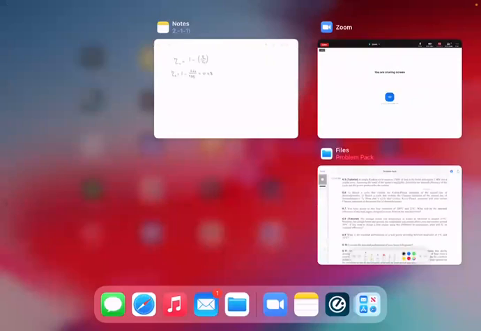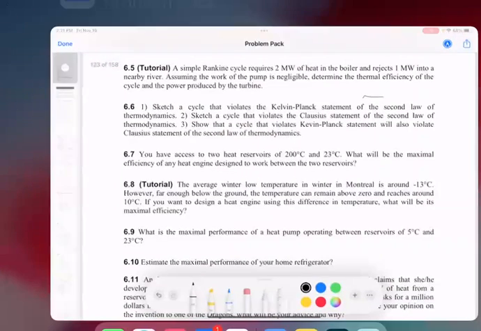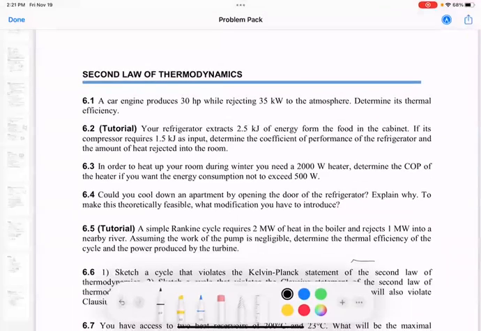So today we're going to start looking at the second law of thermodynamics. Some questions from the second law of thermodynamics. So we'll start with question 6.2. Your refrigerator extracts 2.5 kilojoules of energy from the food in the cabinet. If its compressor requires 1.5 kilojoules as an input, determine the coefficient of performance of the refrigerator and the amount of heat rejected into the room.